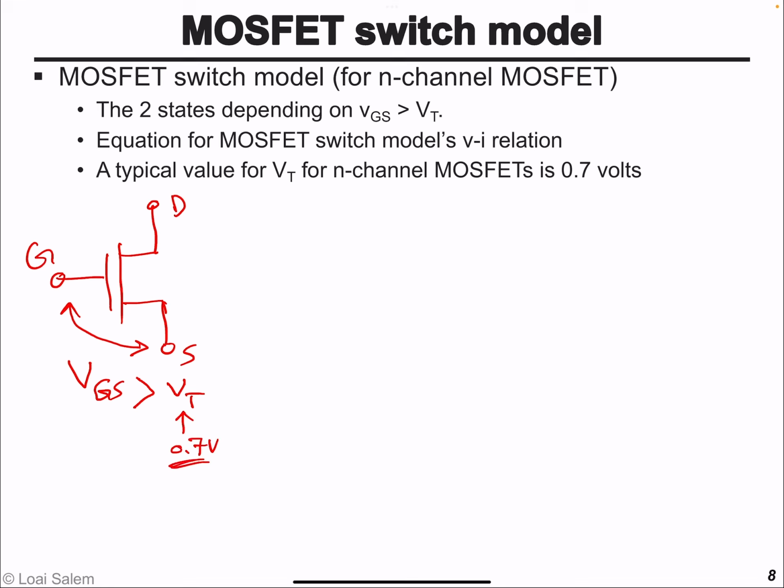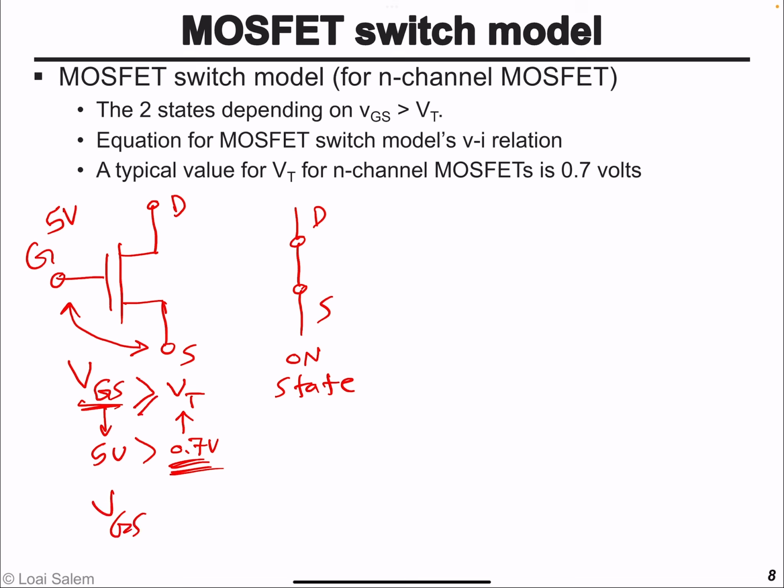So when you apply logic 1 at the input, which is 5 volt, of course 5 volt is going to be higher than the 0.7 volt, which will make the transistor connect the drain or short the drain to the source. Turn on, essentially. And this is, by the way, we call it on state. On the other hand, if VGS is less than the threshold voltage, we'll find that the transistor will act as an open circuit, and we call this off state.